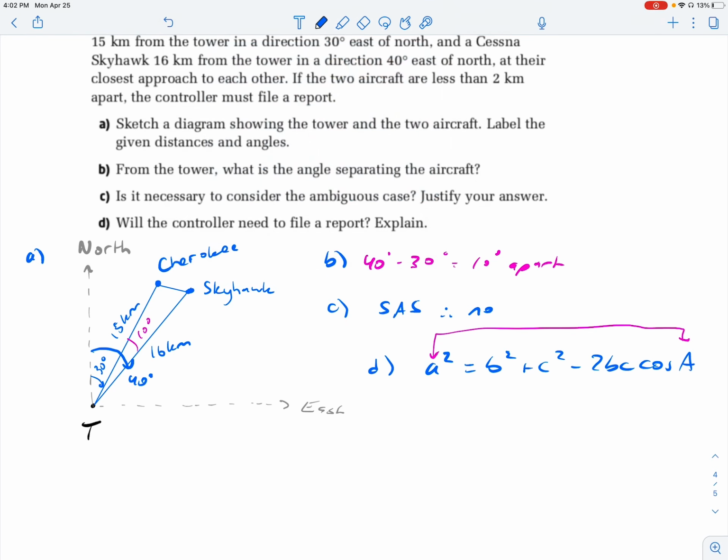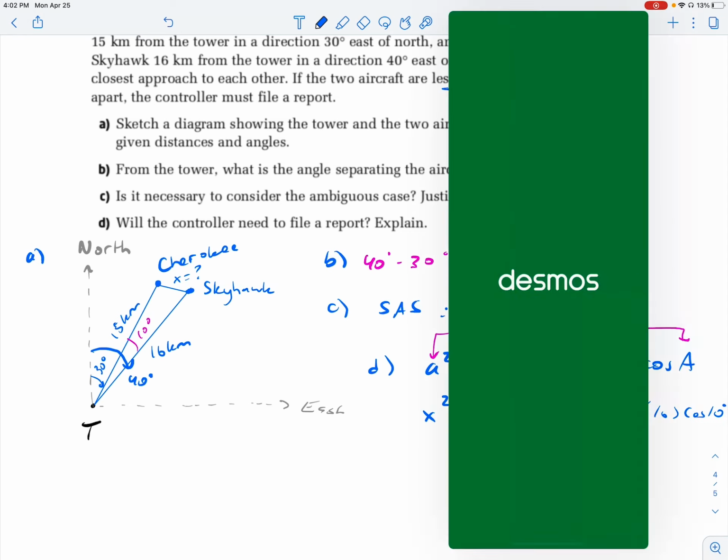Actually, I'll call it something else. I'm just going to call it X. Okay, we're looking for X, and we want to make sure that X is less than 2, otherwise they don't have to file a report. So X squared is going to equal my other two sides. It doesn't matter which one you put where. It works out to be the same. And then the angle in between, which is 10. Okay, put that all in your calculator.